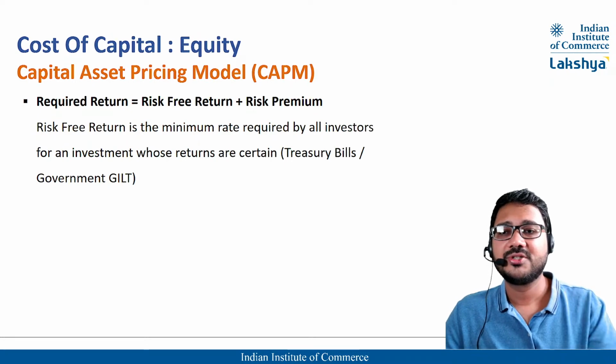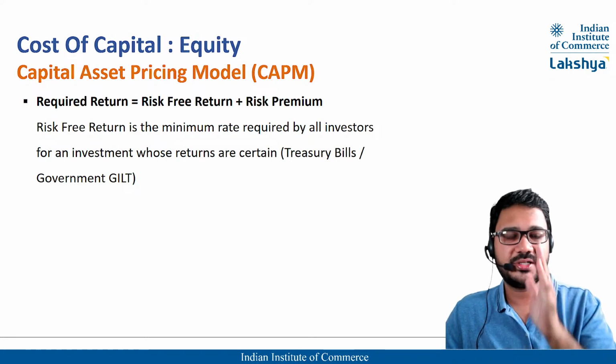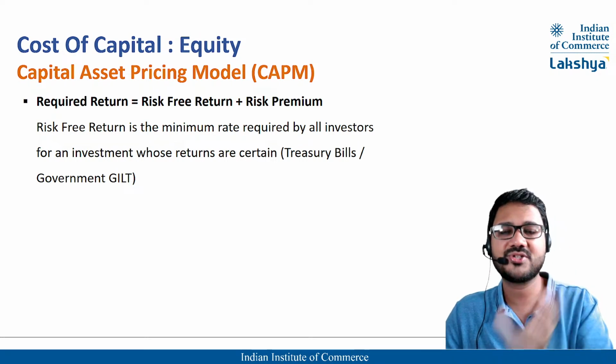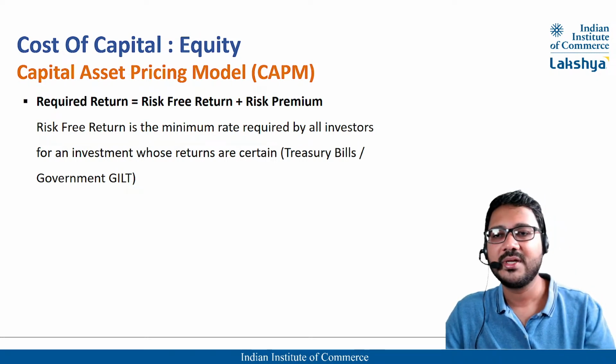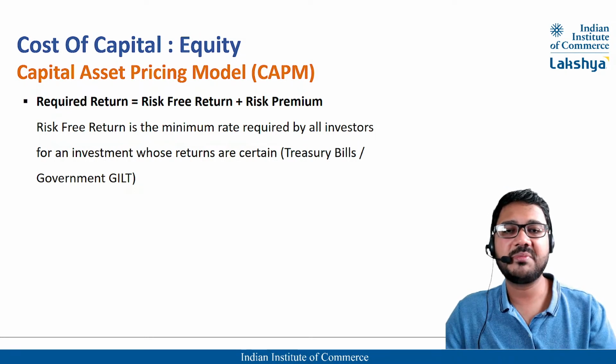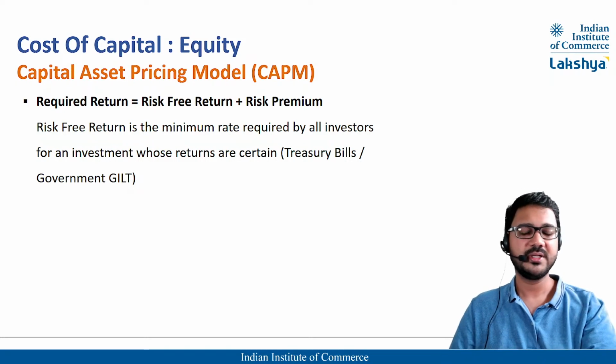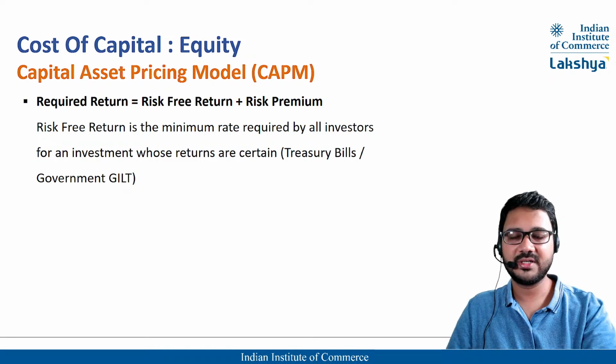Moving on. So the required return is the risk-free rate return plus the risk premium. This is the base of a CAPM model. So risk-free return is the minimum return required by all investors from an investment whose returns are certain. So for example, a treasury bill or a government gilt.